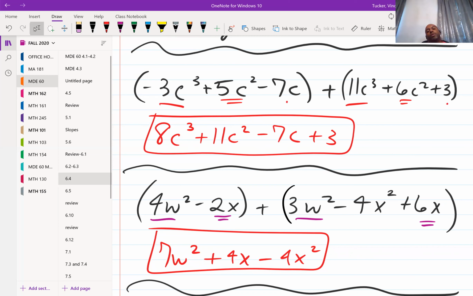All right, so 3w squared plus 4w squared is 7w squared. Negative 2x plus 6x is positive 4x. And then this negative 4x squared, you just bring it down. It couldn't combine with anything, so it's just the last piece of our expression.